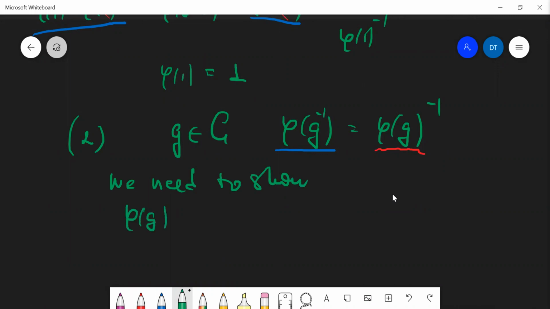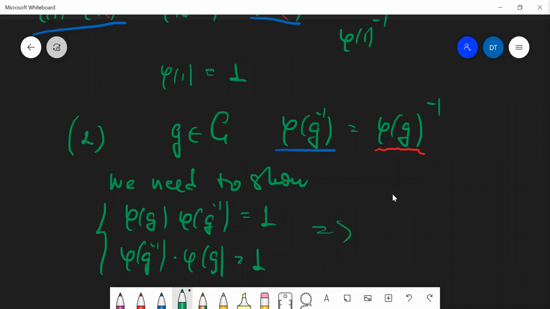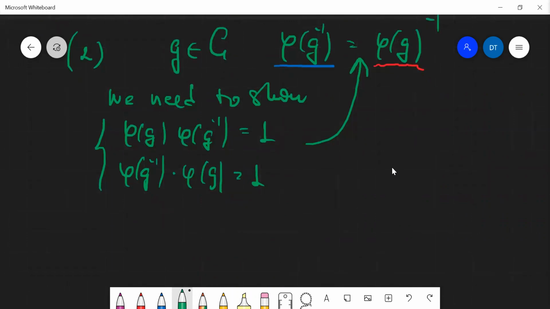that phi of G times phi of G inverse equals 1, and phi of G inverse times phi of G equals 1. So if we can prove these two equalities, then it will simply mean that this equality holds, just by definition of the inverse element, and the fact that the inverse element must be unique. Okay, I want to check the first condition. The second one is done in a similar way.